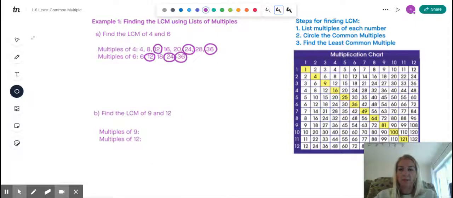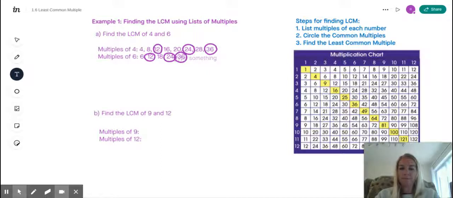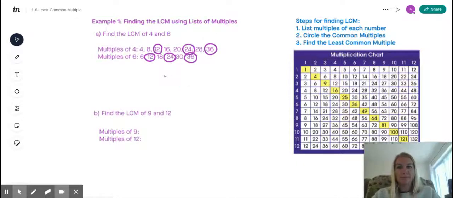I realized I forgot to type in 30 here. That's why this looks funky to me. Let's fix that. My circle is going to be off. Okay, there we go. There's our pattern. So these are all of the common multiples.